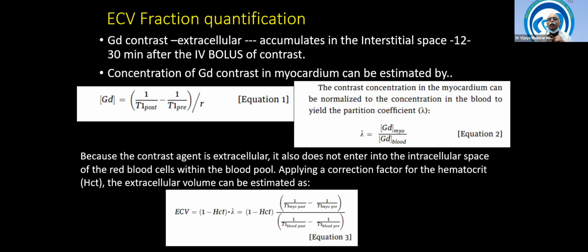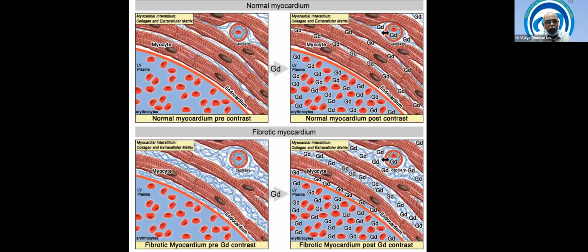That is because extracellular contrast, the gadolinium contrast, will not go into the RBCs. They are already there in the blood pool, already there in the capillaries. So that volume also you are going to calculate. When you calculate that volume, you adjust it with the ECV fraction, and you get the extracellular volume fraction.